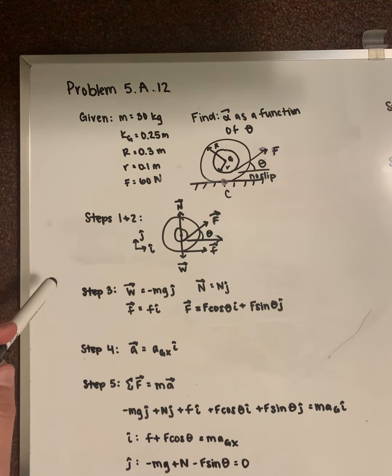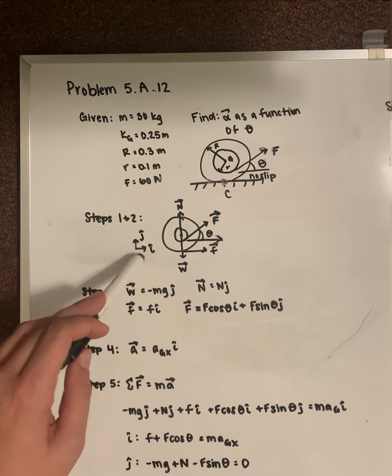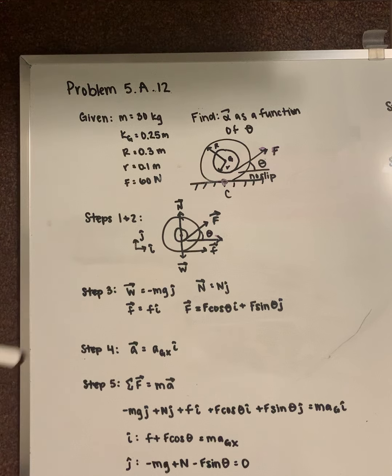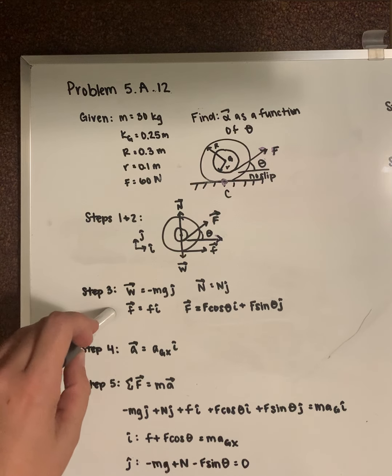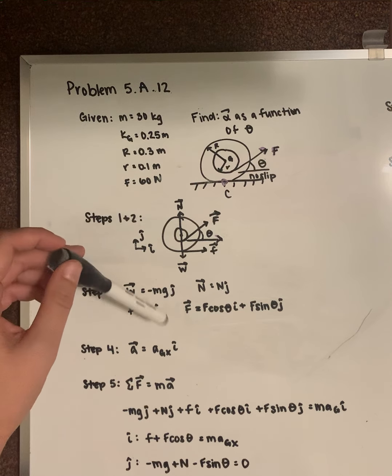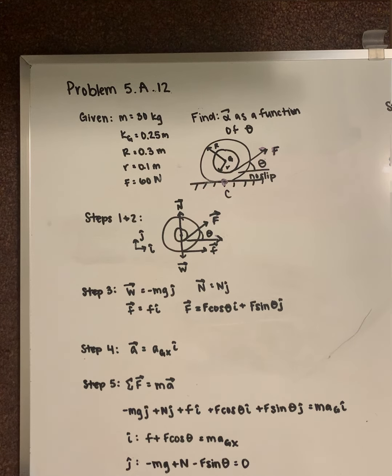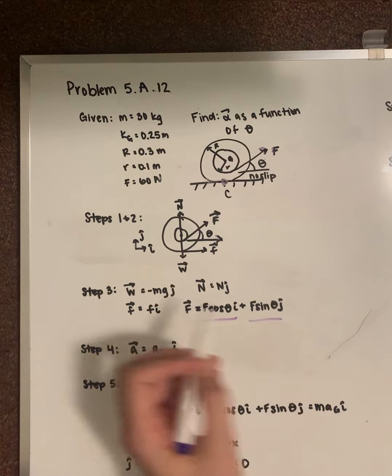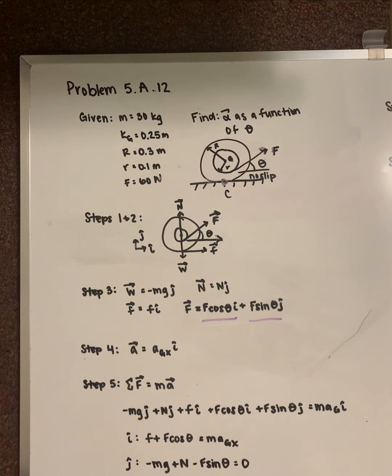Writing the coordinate system, we just write i in the x direction and j in the y direction. The forces then need to be written out in vector form. As I explained here, weight force is in the negative j direction with a quantity of mass times gravity, and then normal force in the positive j direction, friction force in the positive i direction, and this applied force is F cosine theta i plus F sine theta j at this angle theta.